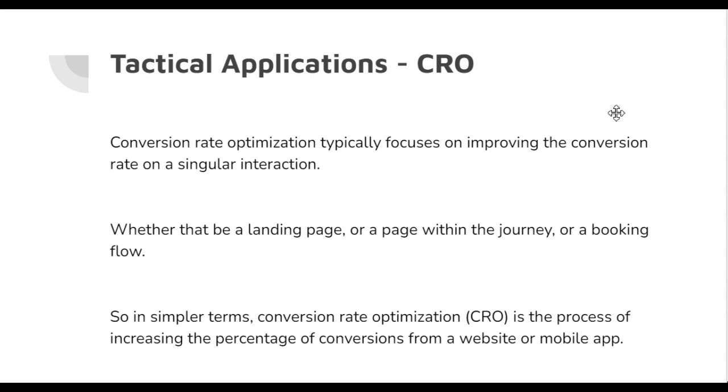First, what is CRO? Conversion rate optimization. It typically focuses on improving the conversion rate on a single interaction. It could be a landing page, or it could be a paid page within that journey, or even a booking flow. So, in simpler terms, conversion rate optimization is the process of increasing the percentage of conversions from a website or mobile app. It typically involves generating ideas for your site or app that can be improved.